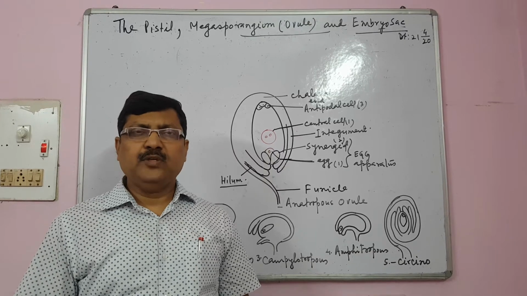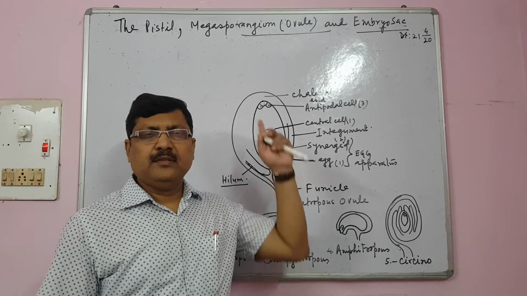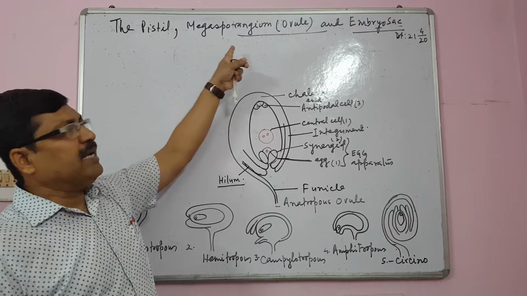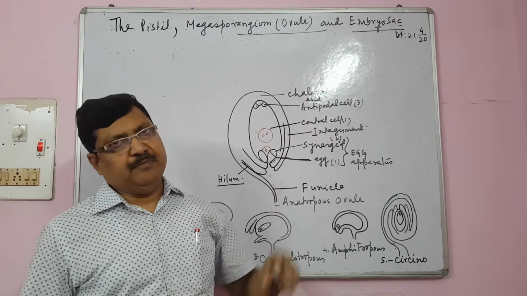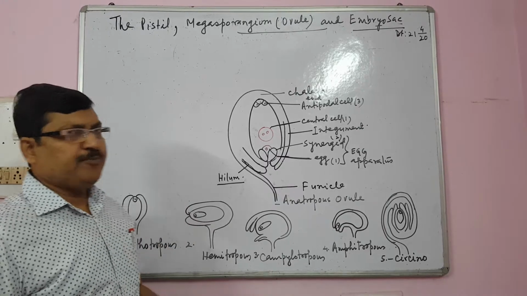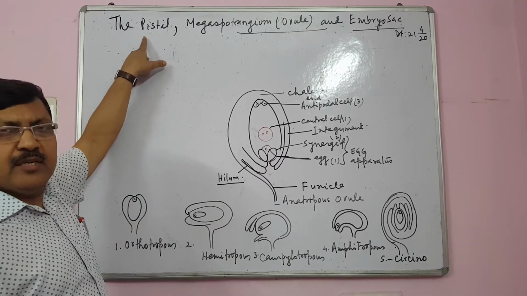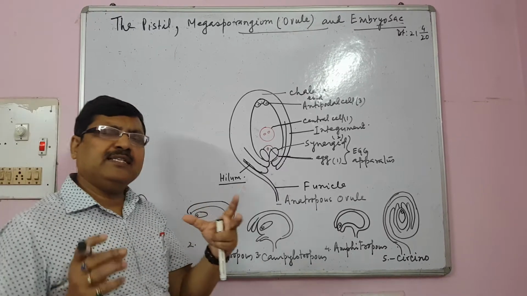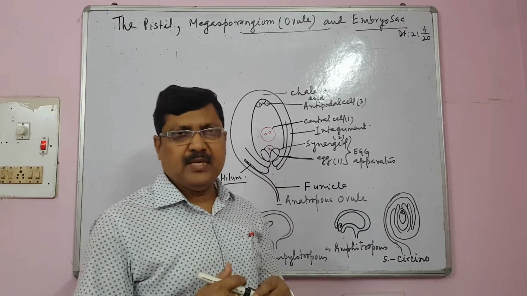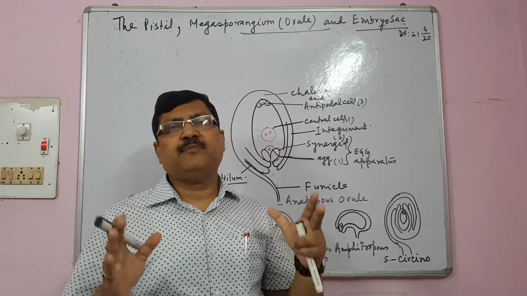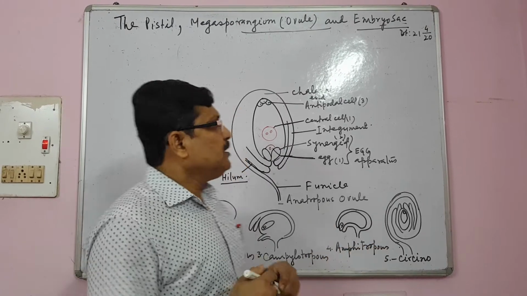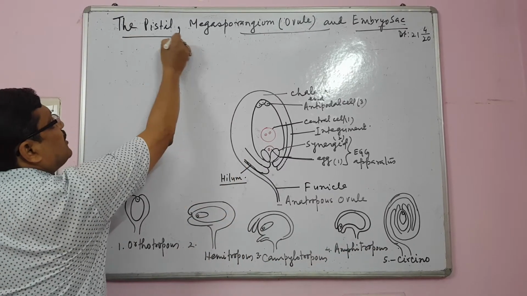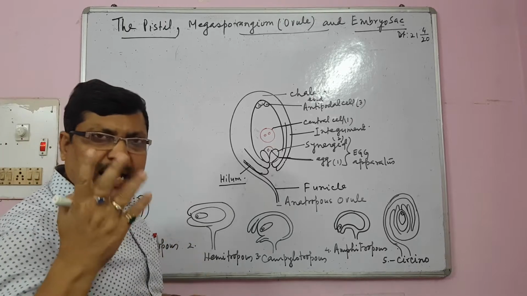Dear student, today we will deal with the pistil, Megasporangium, means ovule, and the development of embryo sac. Let's proceed. First, the pistil. Pistil means the unit of gynoecium, and gynoecium is the female reproductive part of the flower, as we know. And the pistil has three parts.